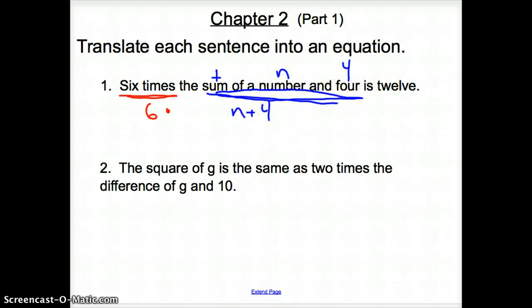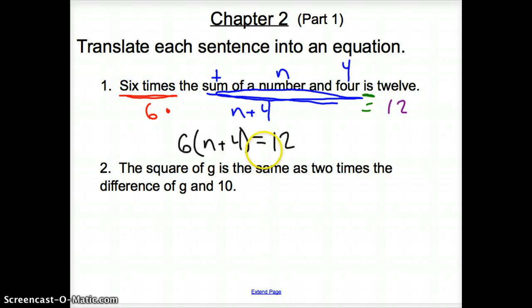And now what does is mean in math? Is means the equal sign, and is 12. So now let's put that all together. When we rewrite the problem, we have 6 times, and now we have to put this n plus 4 in parentheses because it's 6 times the sum. If we did not have the parentheses, it would not be 6 times the sum, it would be 6 times a number equals 12.